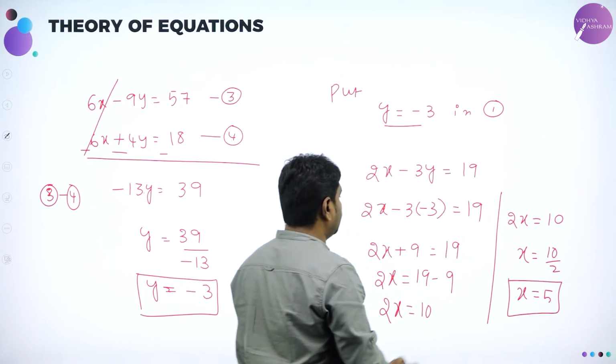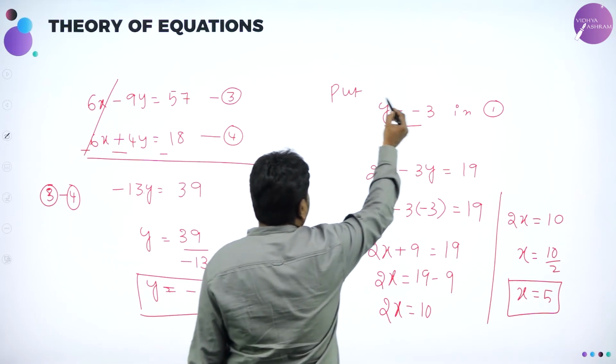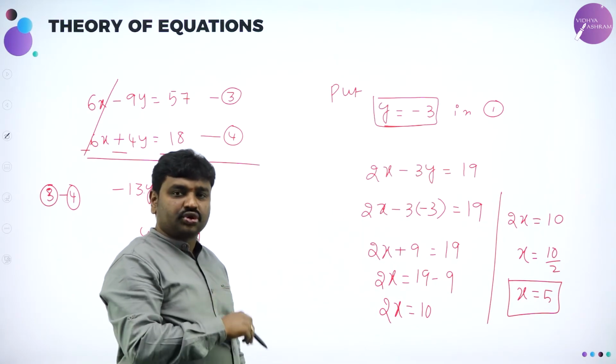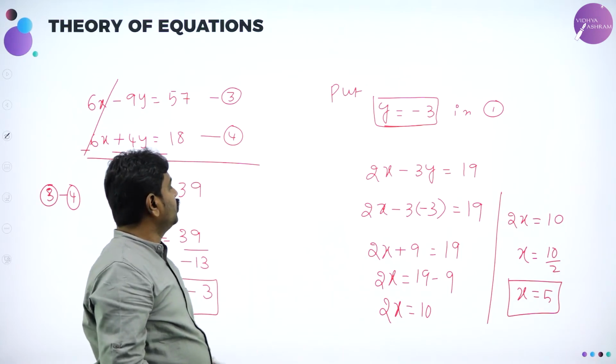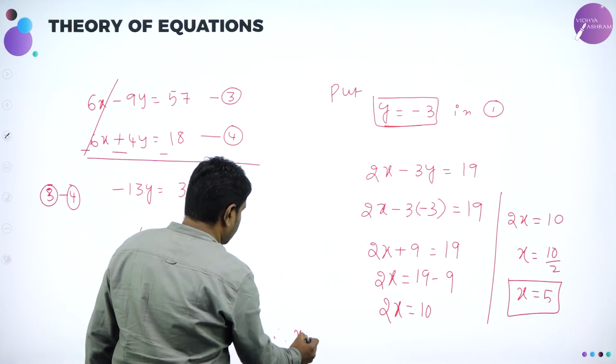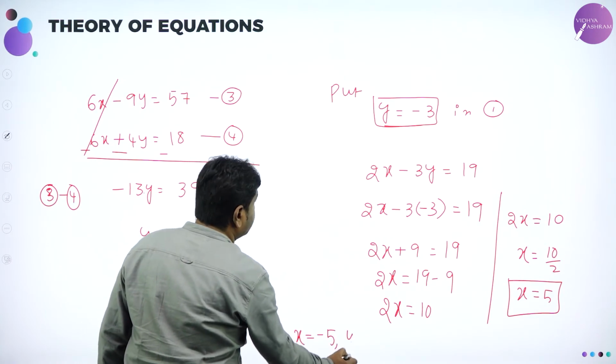So now you got the value of x. The value is what? 5. And you also got the value of y. The value is what? Minus 3. So you got x and y. So you can verify by substitution. Put x and y value in any one of the equations, it will satisfy. Therefore, what is the answer? X is equal to 5 comma y is equal to minus 3.